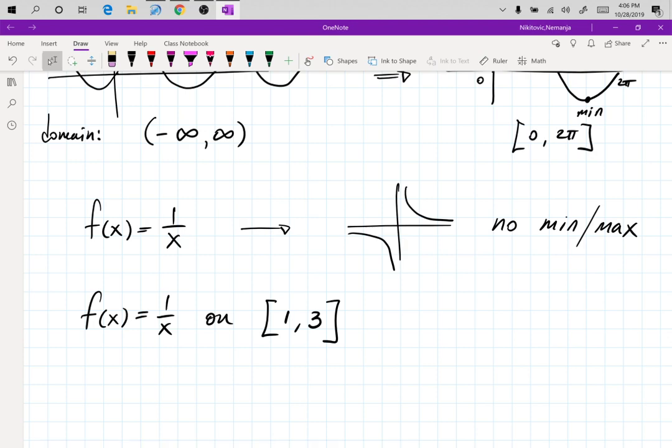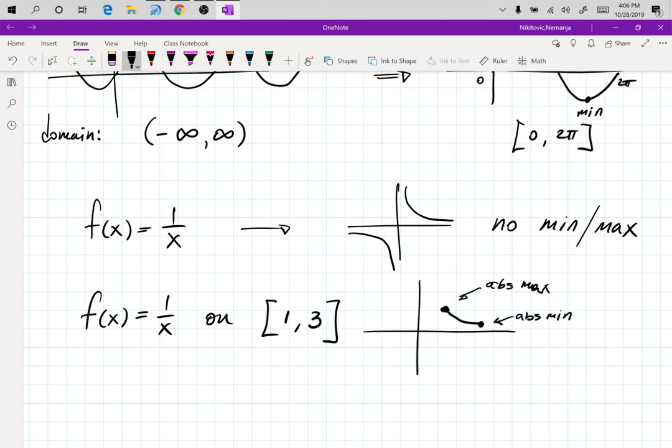You are throwing away the rest of the function in the garbage, and you are only keeping the 1 to 3 piece. So now if I graph this function, I will have something like that. And that clearly has an ABS max and an ABS min, and it happens at these endpoints. It's not guaranteed to happen at endpoints, but in this case it does.